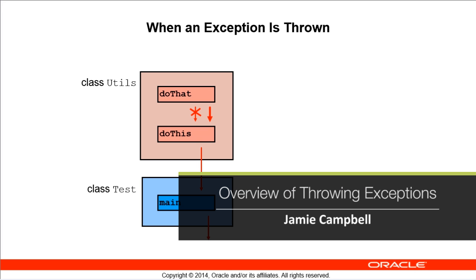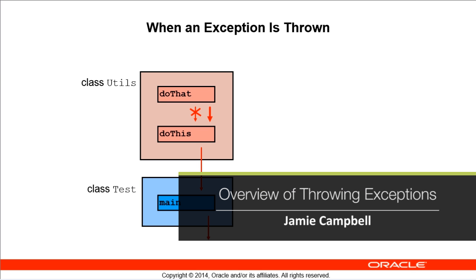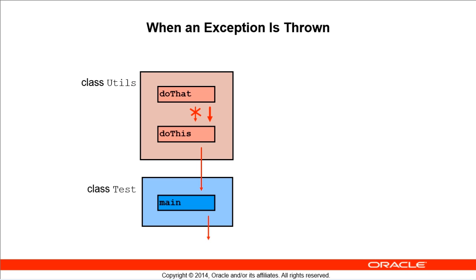In this video, I'll provide an overview of throwing exceptions. When a method finishes executing, the normal flow, on completion of the method or on a return statement, goes back to the calling method and continues execution at the next line of the calling method.